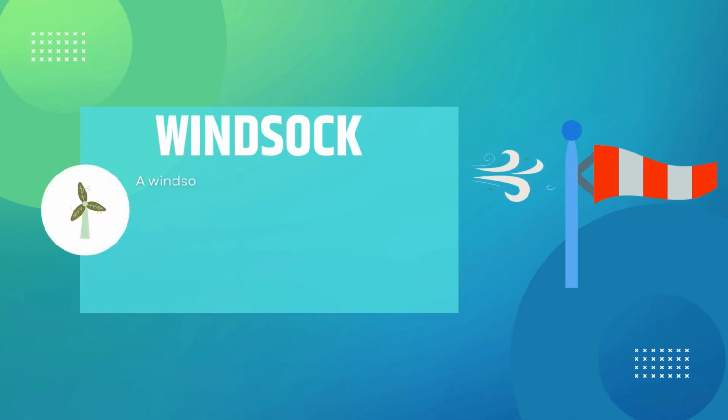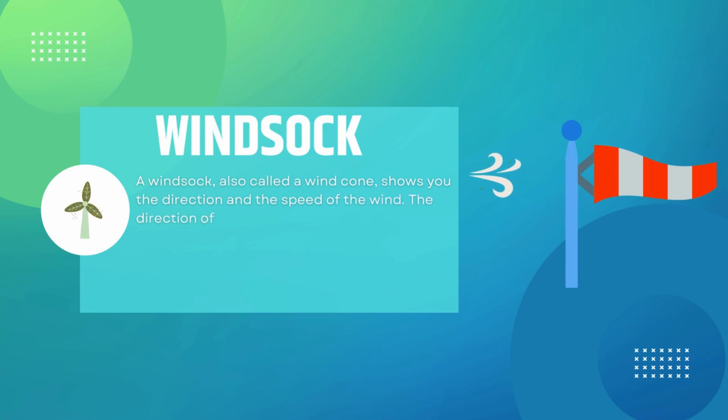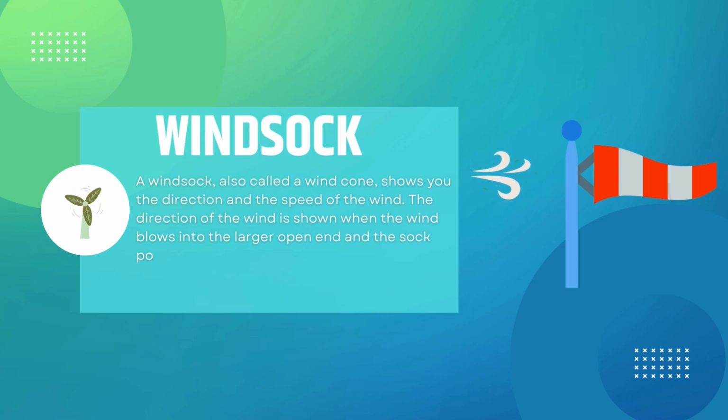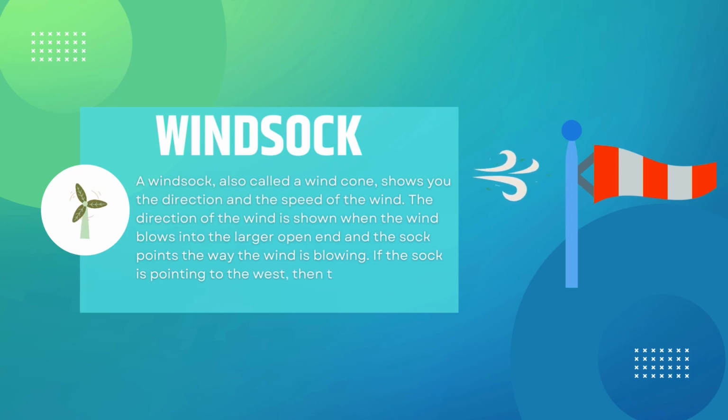Wind sock. A wind sock, also called a wind cone, shows you the direction and the speed of the wind. The direction of the wind is shown when the wind blows into the larger open end and the sock points the way the wind is blowing. If the sock is pointing to the west, then the wind is coming from the east.